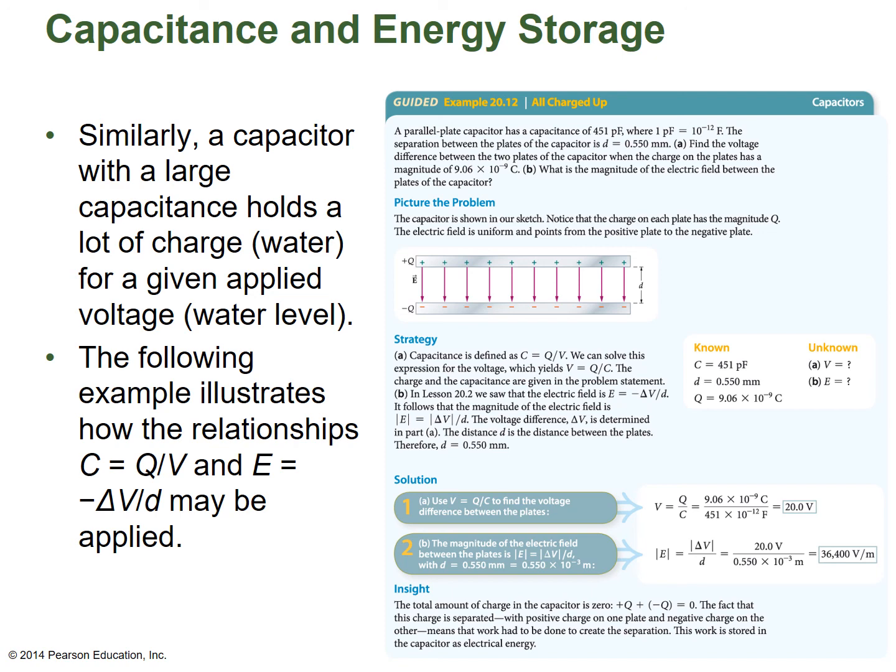The total amount of charge in the capacitor is plus Q and minus Q. Of course, the net charge is zero. The fact that the charge is separated, with positive charge on one plate and negative charge on the other, means that work had to be done to create the separation. This work is stored in the capacitor as electric energy. I hope you understand the idea. Now the net charge on the capacitor is zero. But when we separate plus Q and minus Q, we need to do work in order to separate the positive and the negative plate, and this work done is stored in the form of electric energy. This is the way the capacitor works.